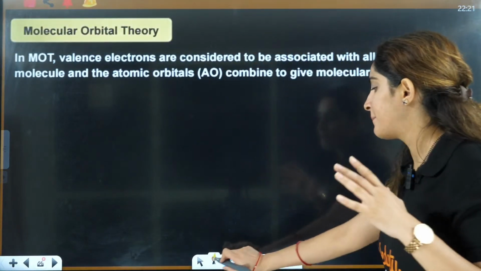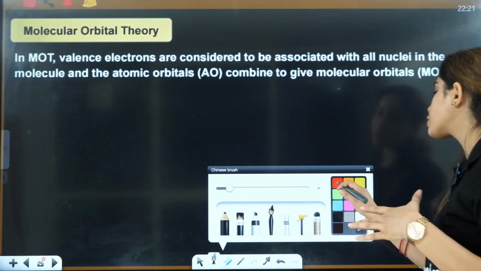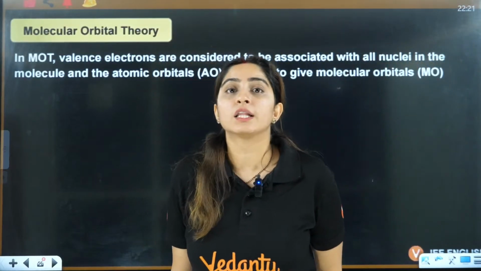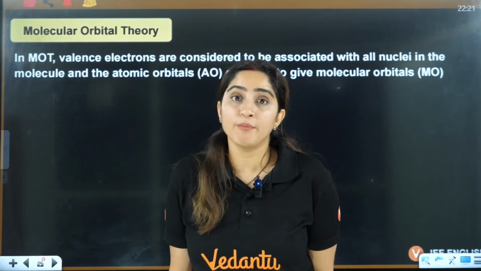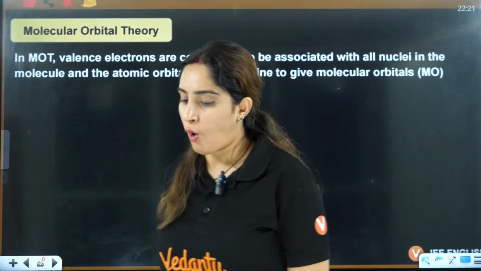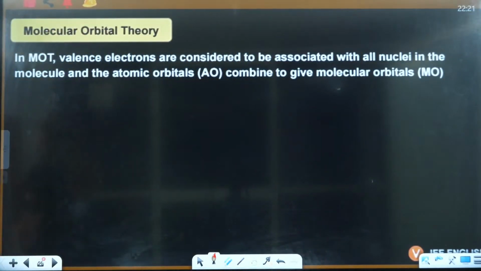Now, majorly to solve the paramagnetic nature of oxygen, there was a new theory, that is MOT, that is called molecular orbital theory. What is the name of that theory, everyone?